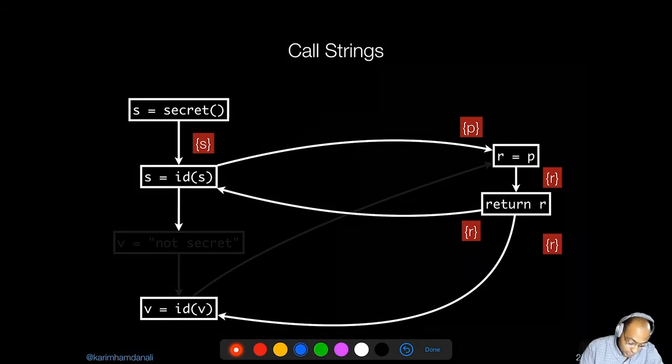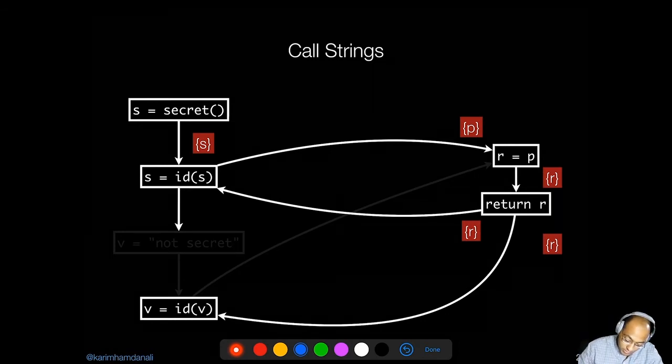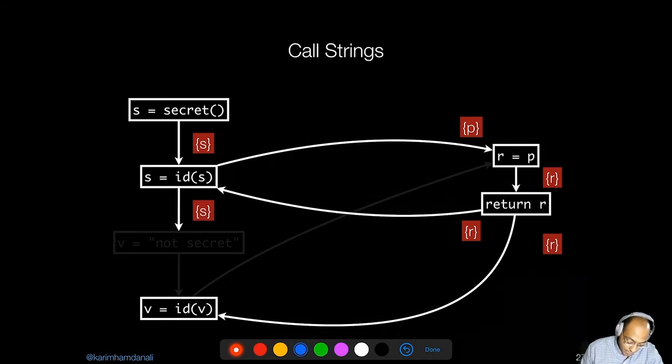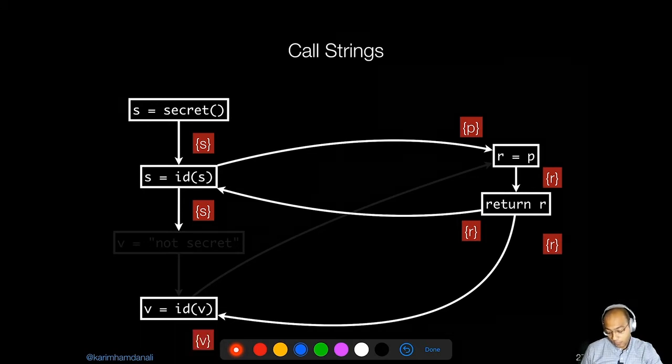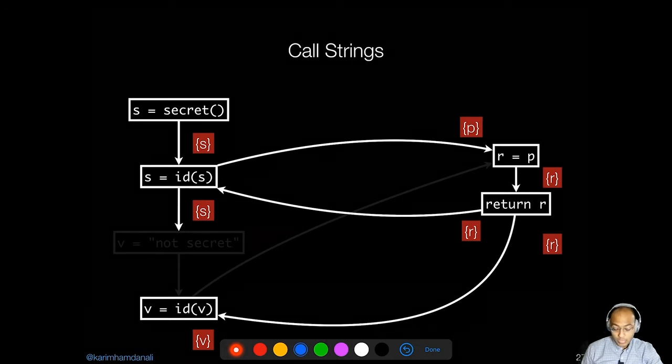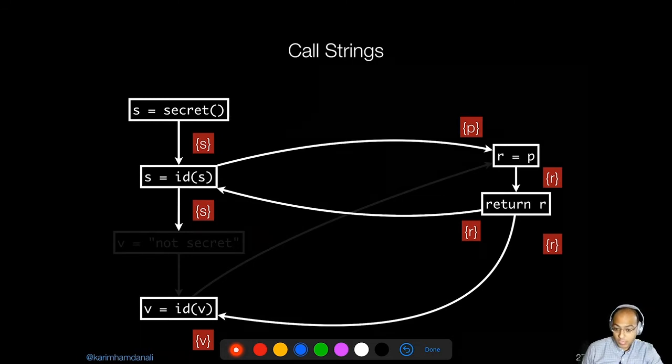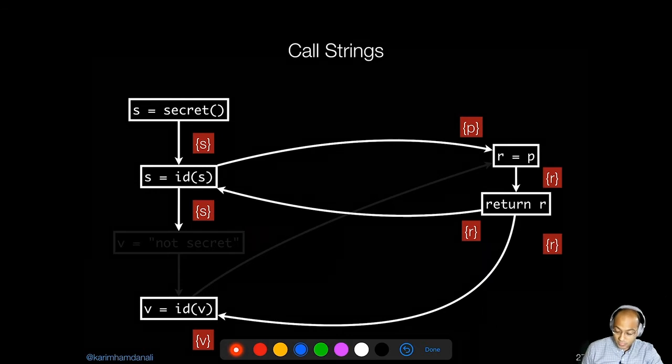S will still be tainted if it is going to be that call site here, and here V will be tainted if I follow this approach. So if the analysis follows this kind of data flow, it will say that both S and V are going to be tainted. But this is just wrong.